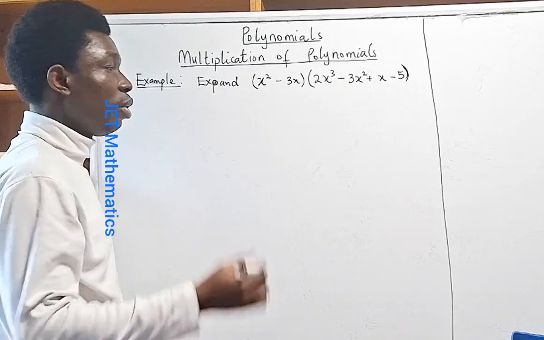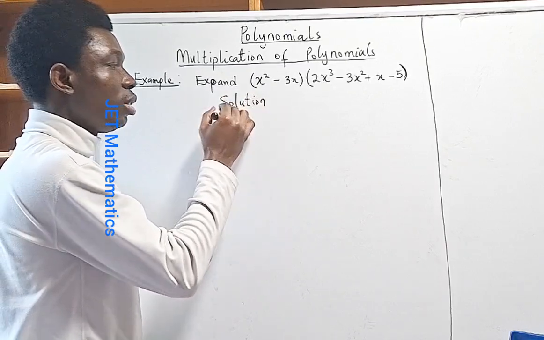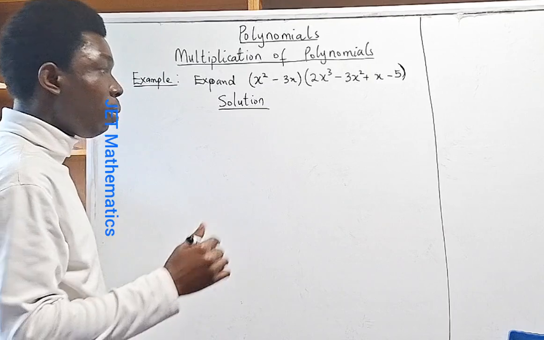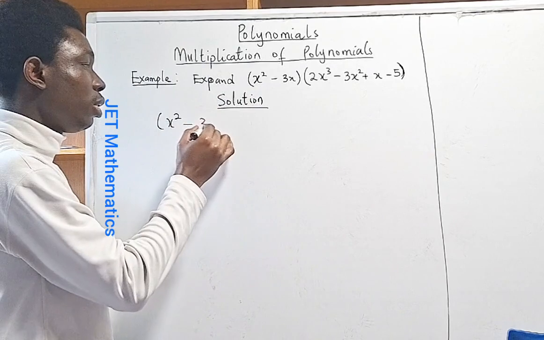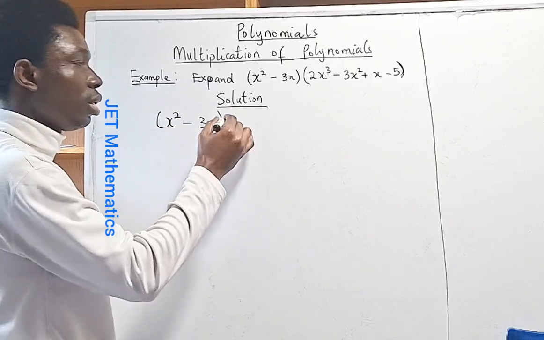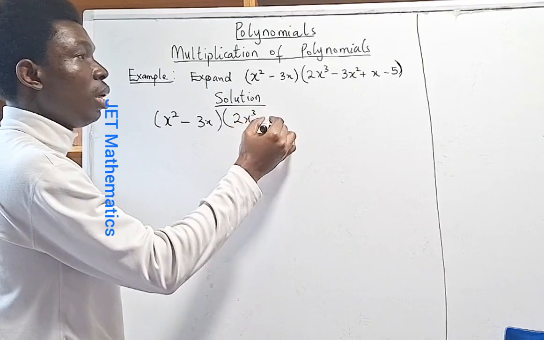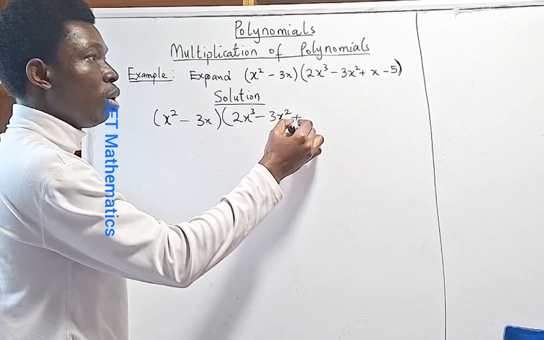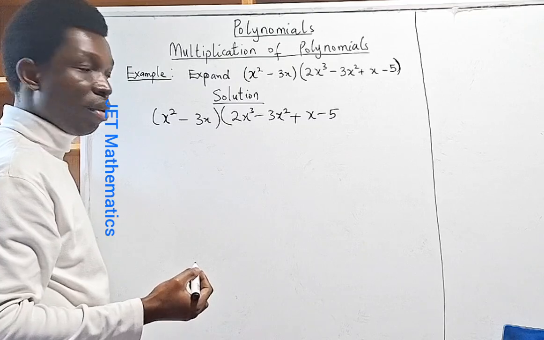Alright, it's quite straightforward as we already know how to multiply simple expressions like this. So what we'll do, just write them again. 2s^2 minus 3s, I mean s squared minus 3x multiplied by 2s cubed minus 3s squared plus x minus 5.